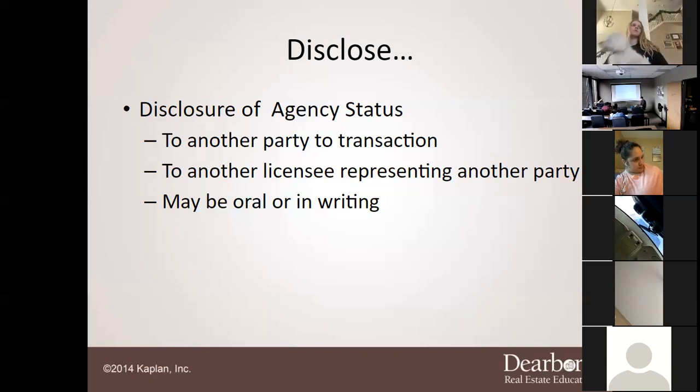It may be oral or in writing, but like I've always been saying, it's best to get it in writing. If you get it in writing, you can always have proof and cover yourself. But that doesn't mean that at an open house, you can't just make an announcement that you represent the seller. You don't have to necessarily have everybody sign a form that says you represent the seller. That just makes it easier, but you still do have to disclose it in some way. As long as you tell them who you represent, you're good. But best practice, put it in writing.